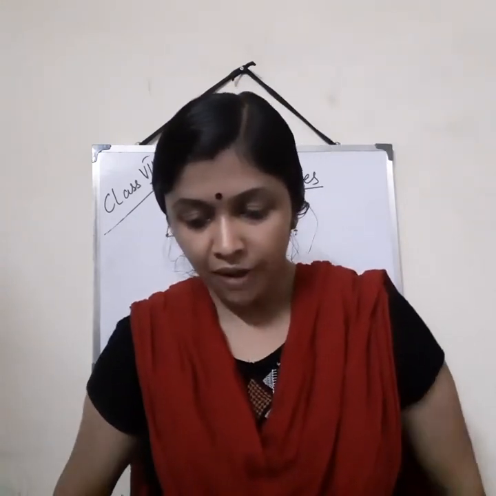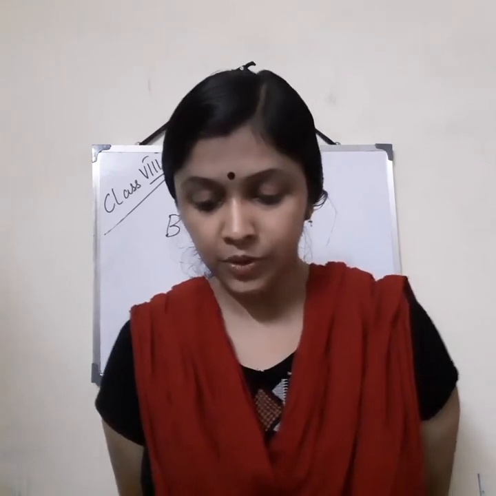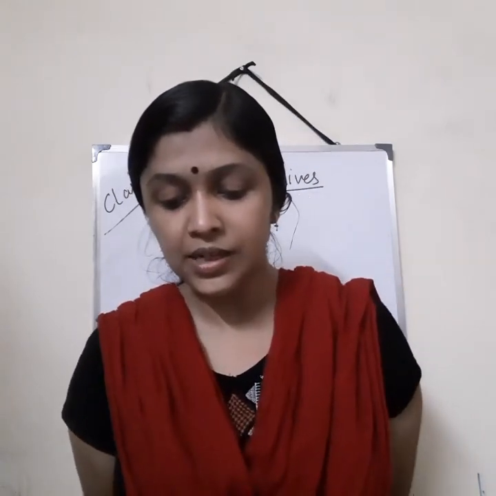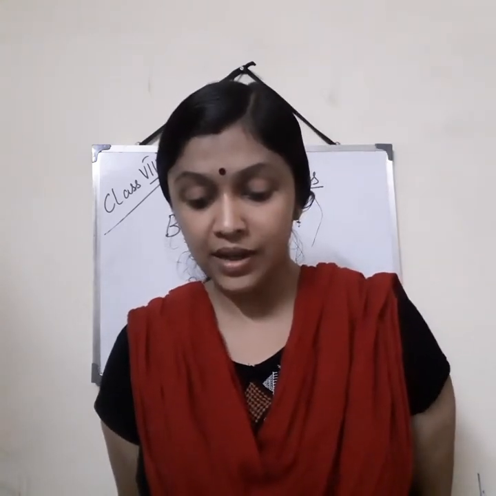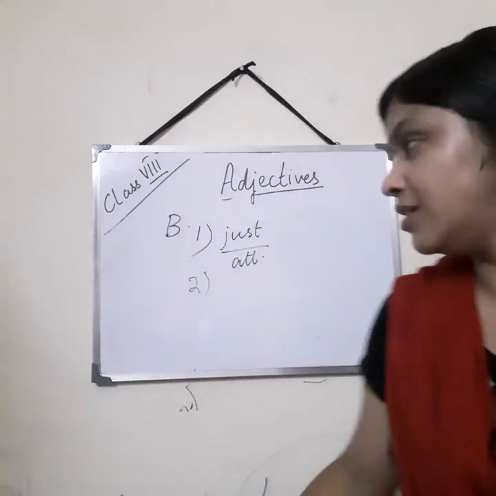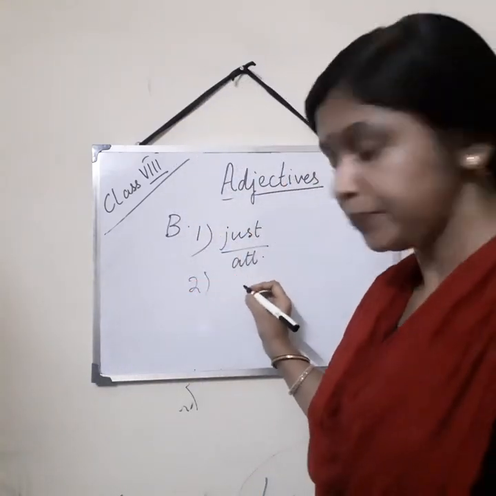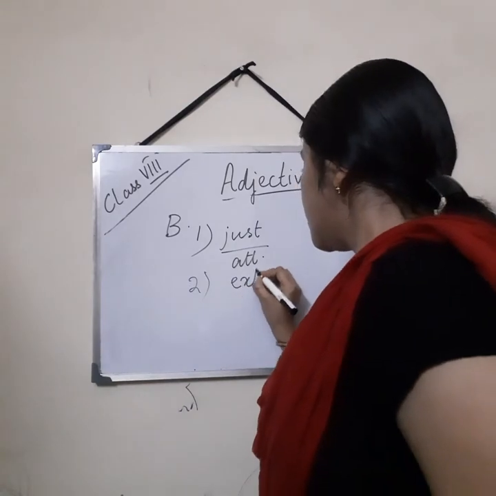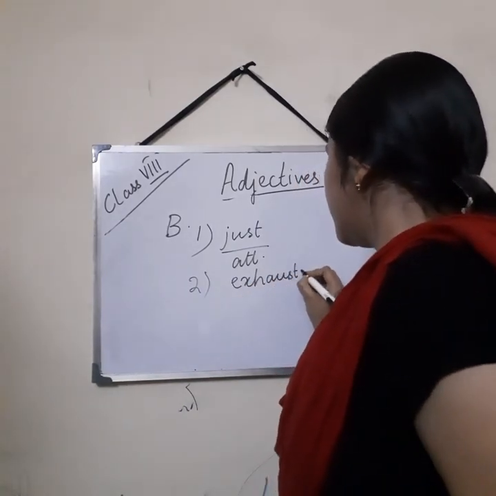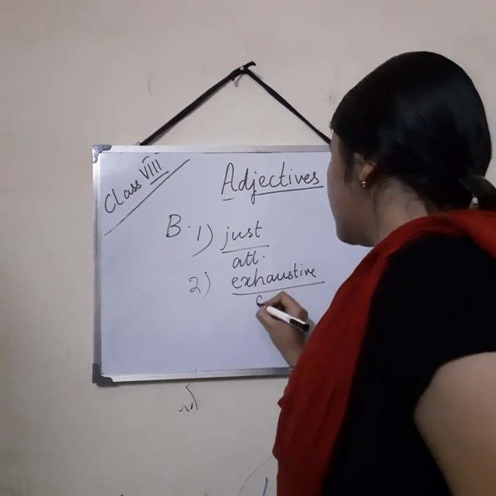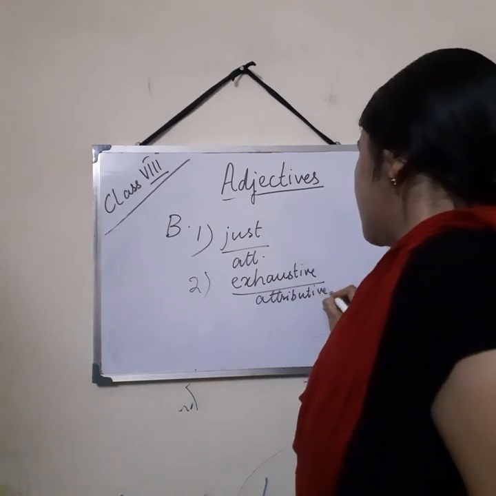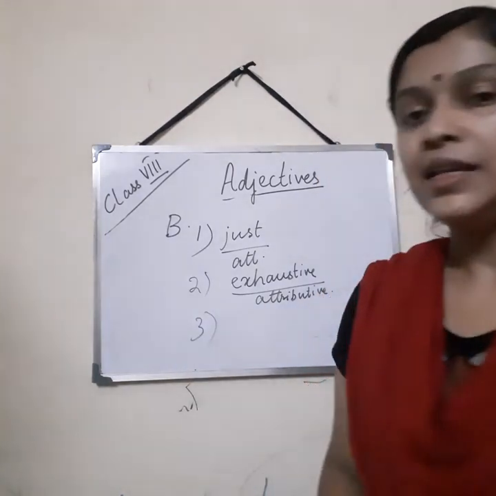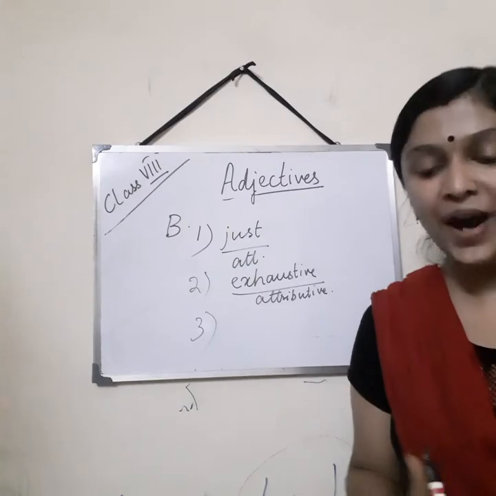Number 2 is: After the exhaustive journey, Jay reached home. Okay, so here also exhaustive is describing the word journey. So exhaustive is in the attributive position as it is placed in front of the noun. So underline exhaustive and write in short, attributive. You can write the full or short, it depends upon you. You just have to identify it. That is what we have to do.